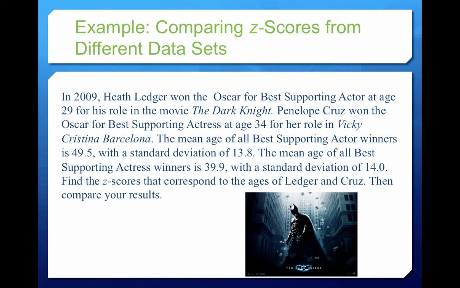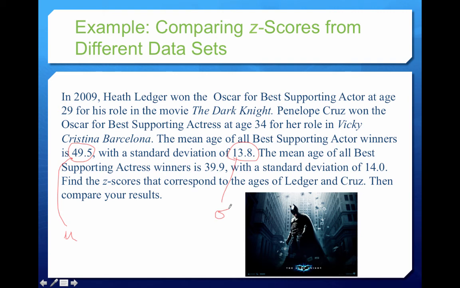All right, let's take a look at an example. In 2009, Heath Ledger won the Oscar for Best Supporting Actor at age 29 for his role in the movie The Dark Knight. Penelope Cruz won the Oscar for Best Supporting Actress at age 34 for her role in Vicky Cristina Barcelona. The mean age of all Best Supporting Actor winners is 49.5, with a standard deviation of 13.8. So mean of 49.5, this is our mu, and a standard deviation of 13.8, this is our sigma.